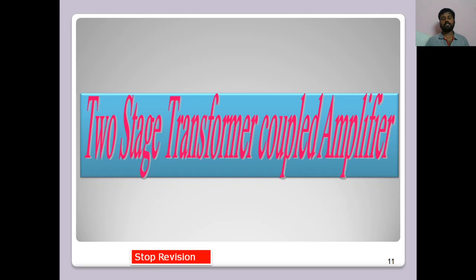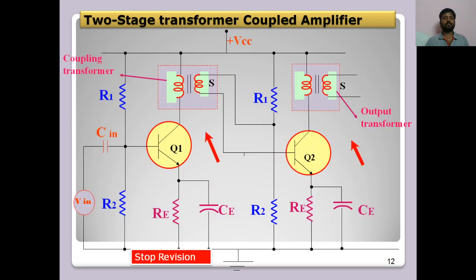And two-stage transformer coupled amplifier also we discussed in the last class. Here it shows the diagram of two-stage transformer coupled amplifier. If you compare both the RC coupled and transformer coupled amplifiers, the difference is the RC and CC are replaced with the transformer. RC is replaced with the transformer primary and CC replaced with the secondary of the transformer, which is replacing the wire between R1, R2 and base of the Q2.